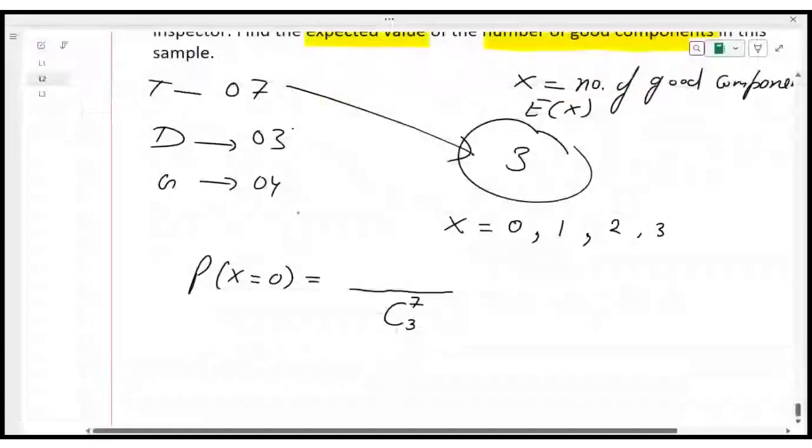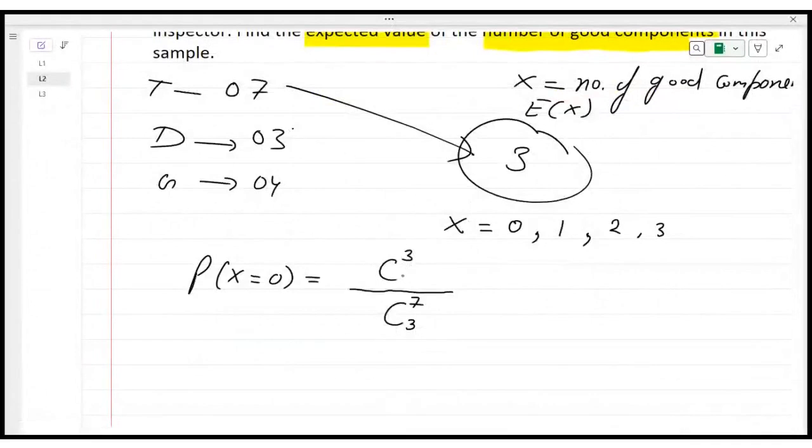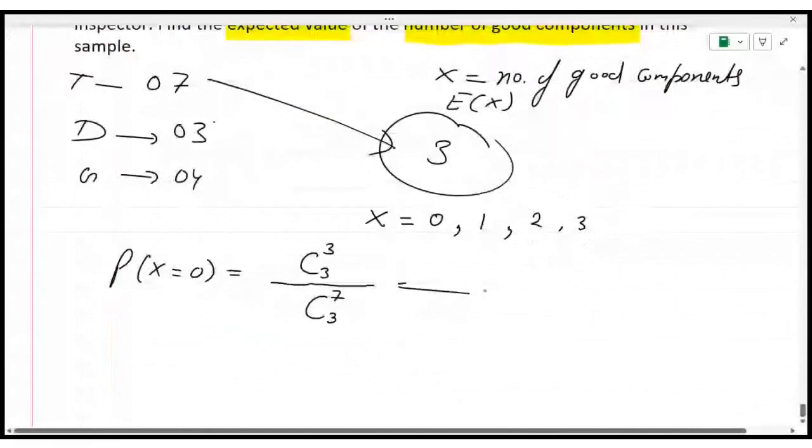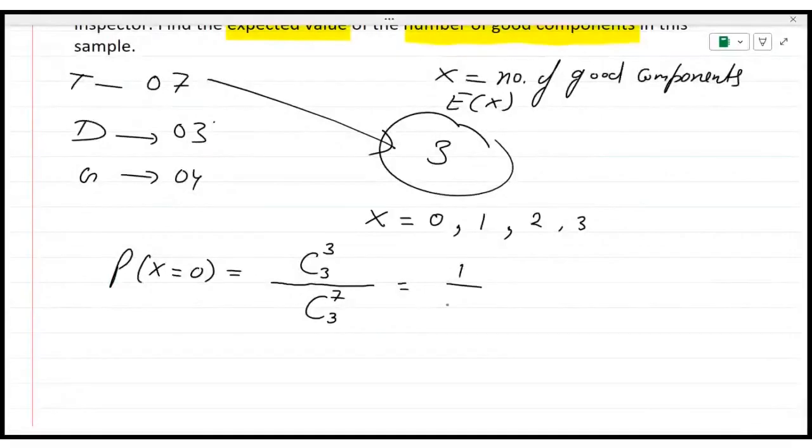Because there are 3 defective and we want all 3 to be defective, so that 0 is good component. Okay, so if we have 3 things and we want to select all 3, there is only one option, select all of them. And 7C3, as we have already done it earlier also, it was 35, I guess.